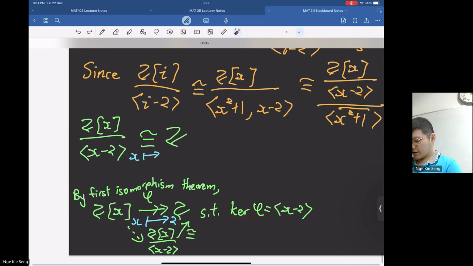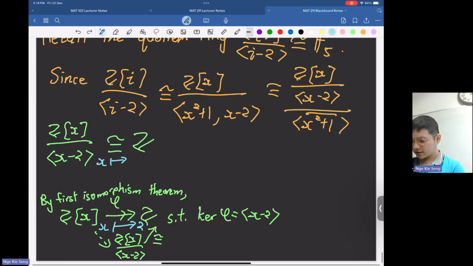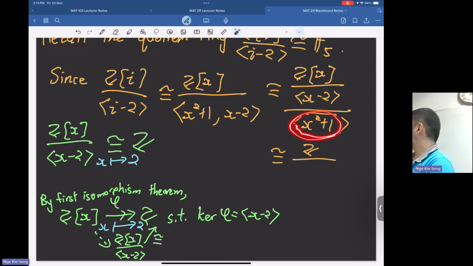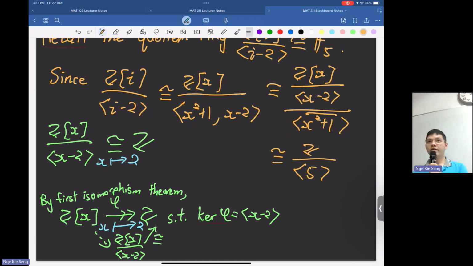All right. So under this isomorphism here, X is going to 2. We need to understand this x squared plus 1 in the new ring, or the residue of this x squared plus 1 under this isomorphism. So x becomes 2. So 2 squared plus 1 becomes 5. So it becomes the ideal generated by 5. So in this case here, we get Z mod 5Z.